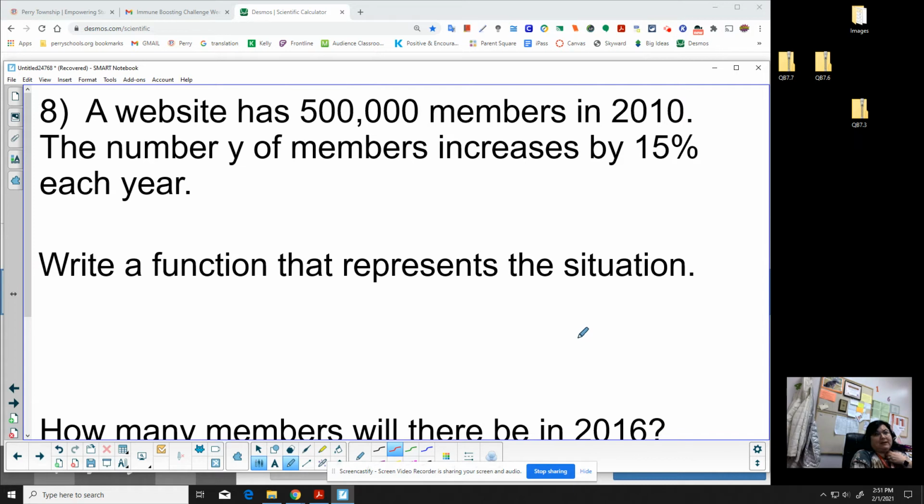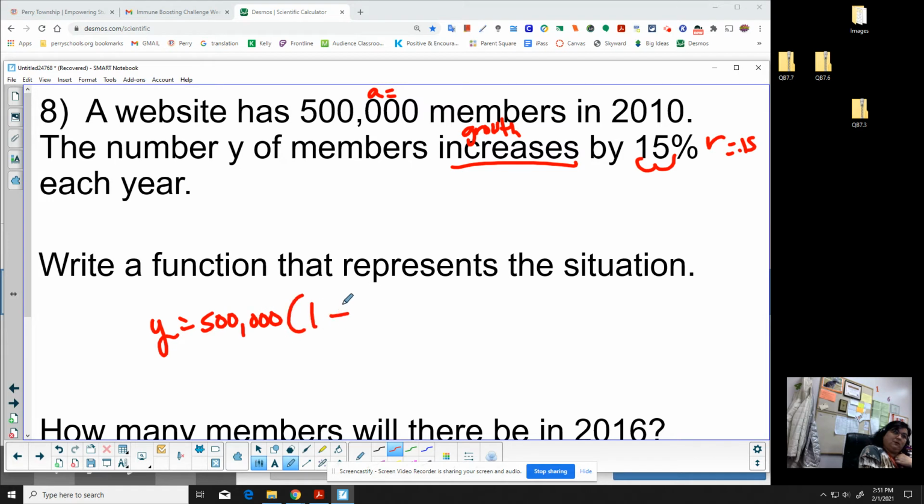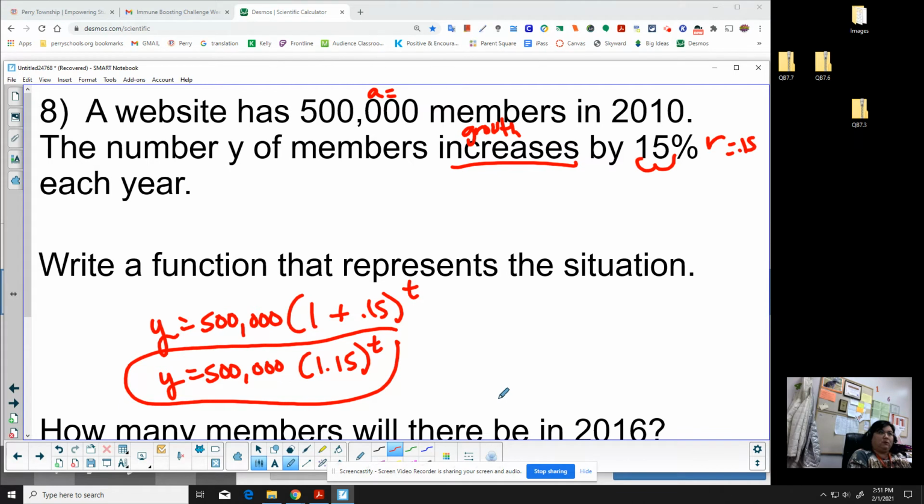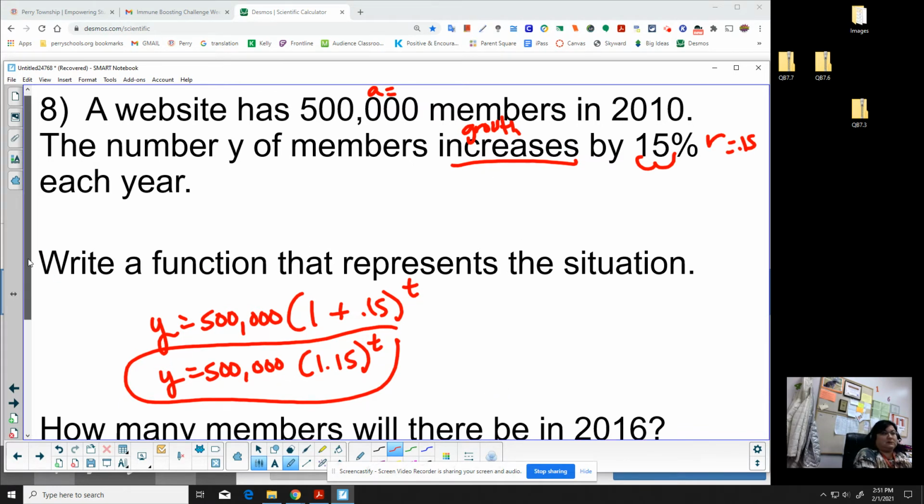All right, it says a website has 500,000 members in 2010. So my A is 500,000. The number Y of members increases, this is growth, by 15%. That's my R, so 0.15. Write a function that represents the situation. So Y equals 500,000 times 1 plus 0.15 to the T. So when I add that inside the parenthesis, I end up with my growth function. And it's growth because it says increases.